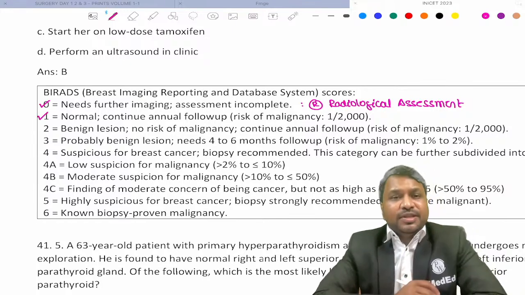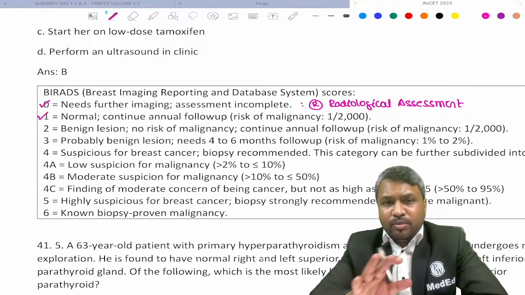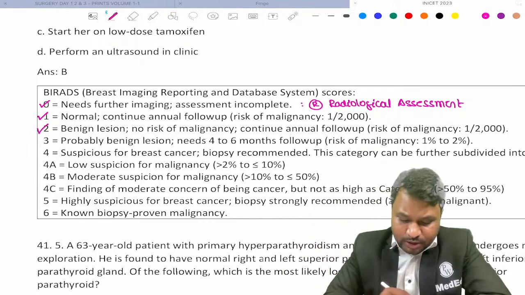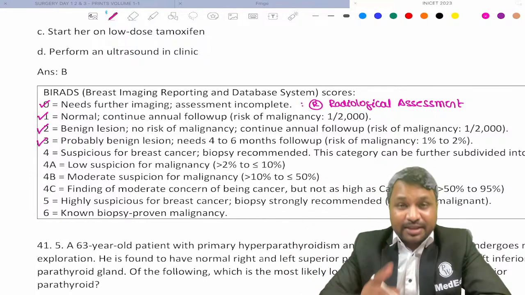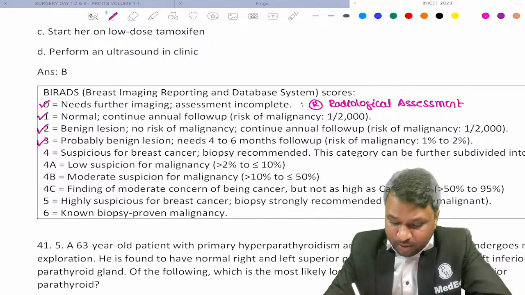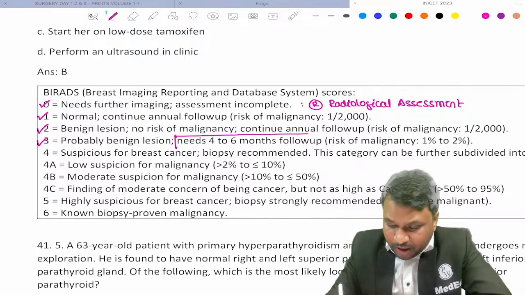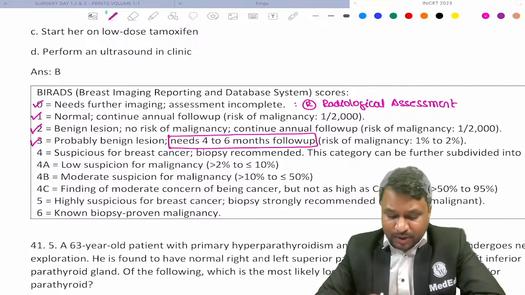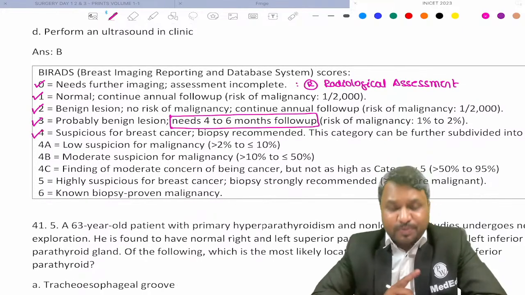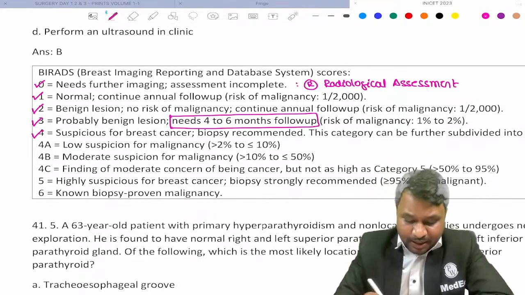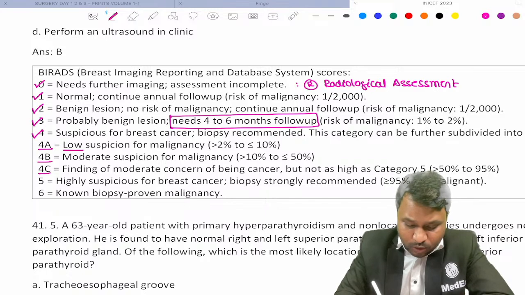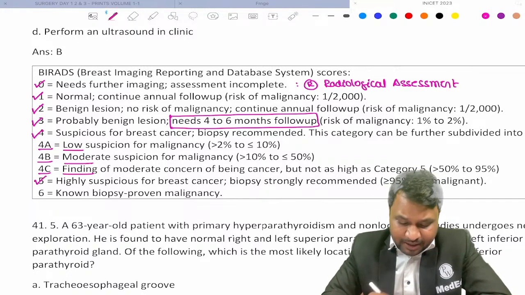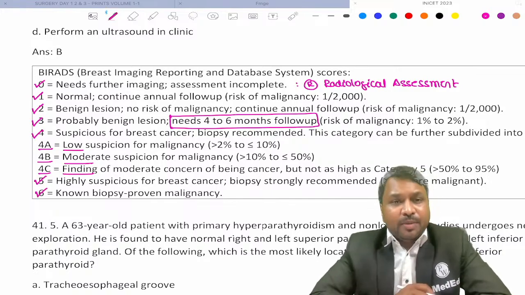Category 1 is usually for screening. We say it is absolutely normal, there is no problem at all, and you continue the annual screening. Category 2 is a benign lesion, there is no risk of malignancy. Category 3 is probably benign, and it needs a follow-up after 6 months. 4 to 6 months is the recommendation, because the risk of malignancy is 1 to 2%. Category 4 is suspicious of malignancy, which will require biopsy. Your 4A, 4B, 4C are low, moderate and high suspicion for malignancy. Then you have highly suspicious of malignancy and biopsy proven malignancy.